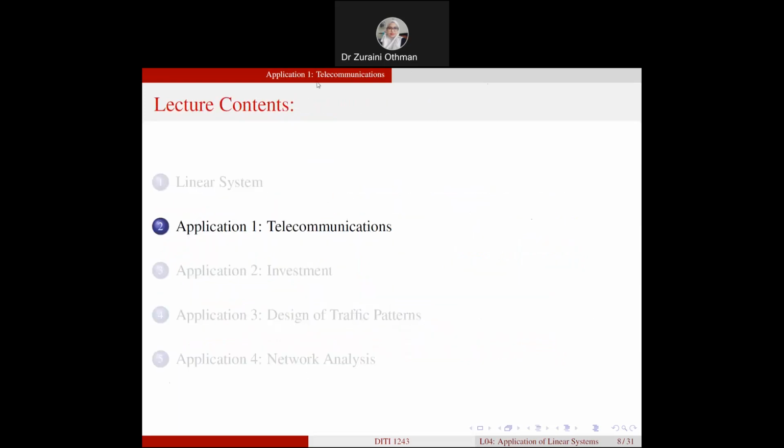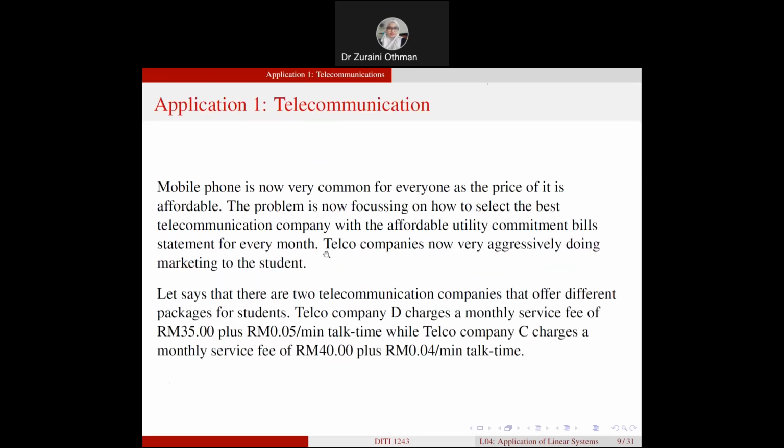Okay, now in telecommunication area. Bila kita ada application punya soalan, soalannya panjang. But we can take what is the important point in here. Now mobile phone is very common for everyone as the price of it is affordable. The problem is now focusing on how to select the best telecommunication company with the affordable utility commitment bill statement for every month. Telco company is now aggressively doing marketing to the student.